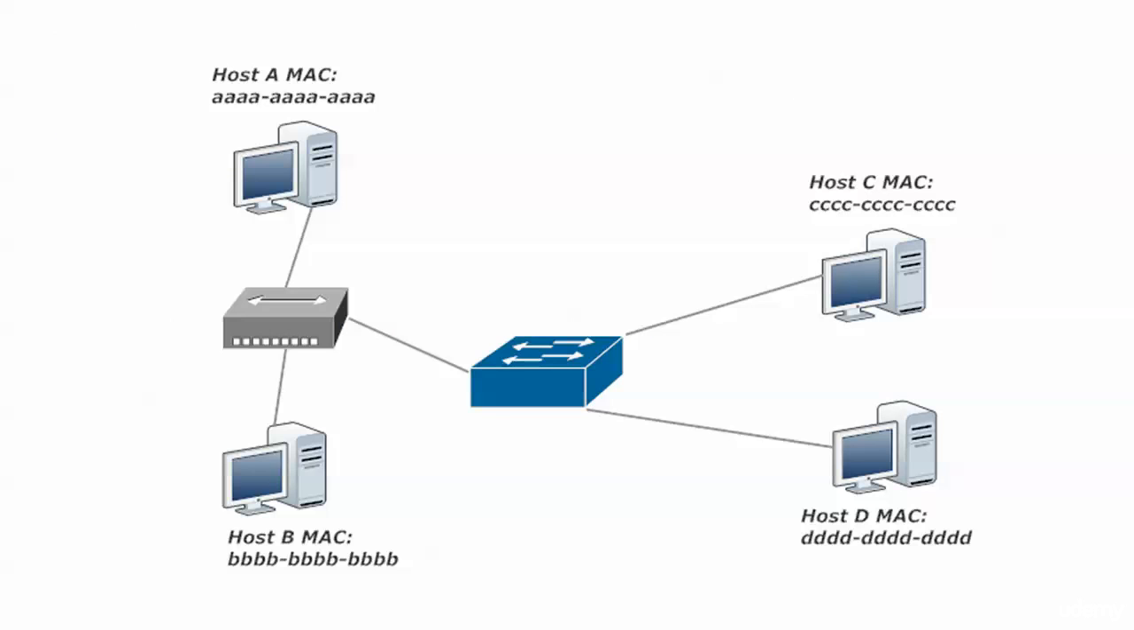We have 4 host devices, and for simplicity's sake for our walkthrough, their MAC addresses are their letter 12 times. Obviously, when we're on live Cisco switches here, that's not going to happen very often. Hosts A and B are connected to a hub, and the hub in turn is connected to a switch. Hosts C and D are directly connected to the switch.